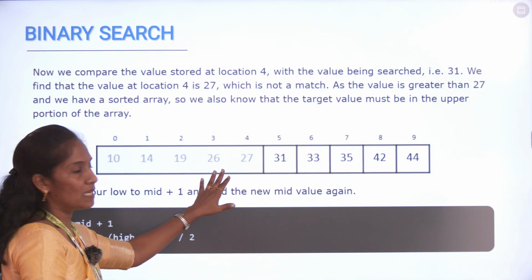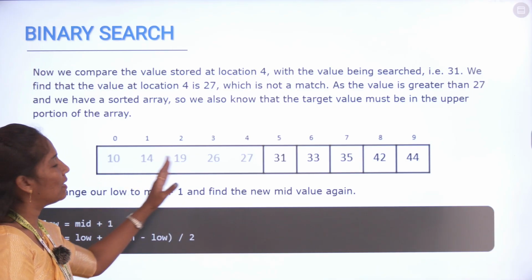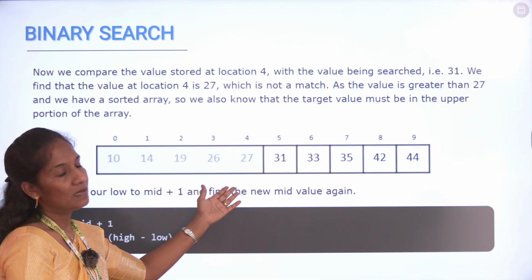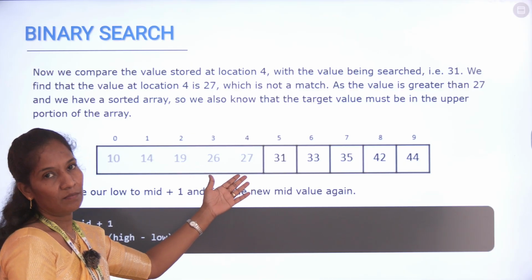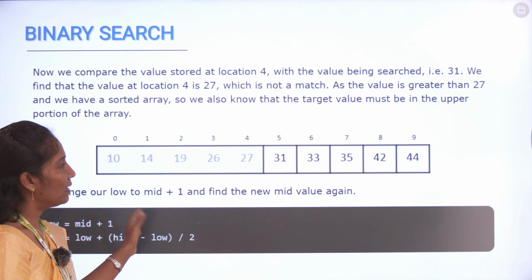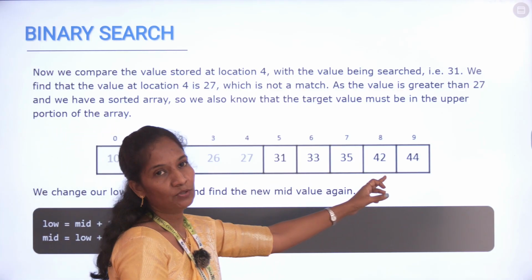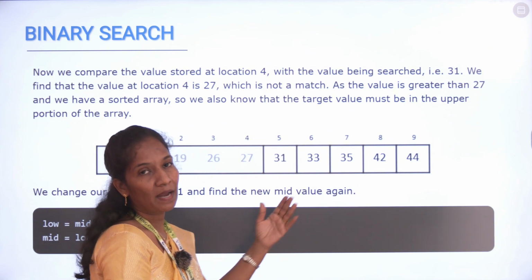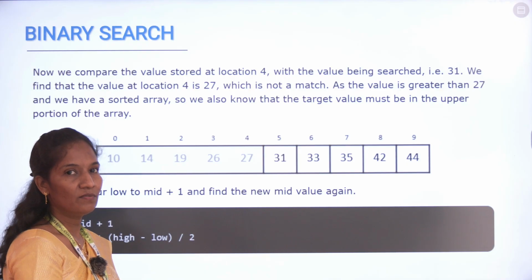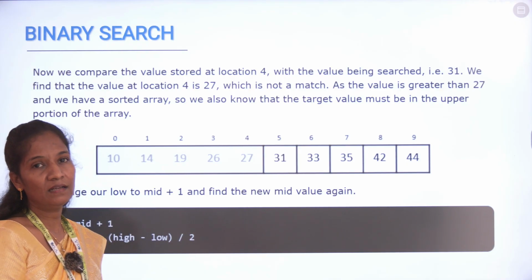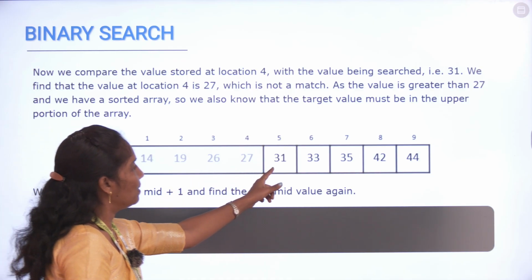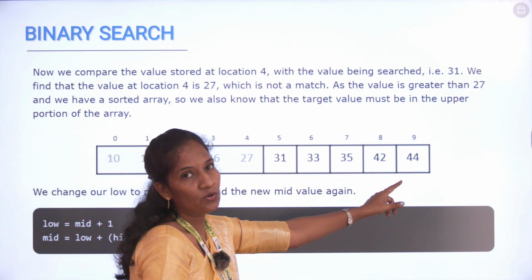Here we have to skip the left portion, means the left half should be skipped, because its values are smaller than the search key. So we have skipped the left portion. Again, for this portion we have to find the mid value. In the binary searching process, we continuously, repeatedly find the mid value until the target element is found.